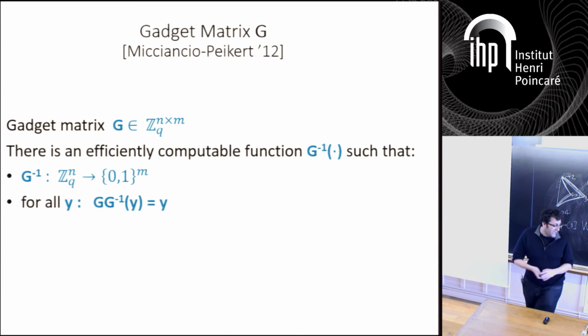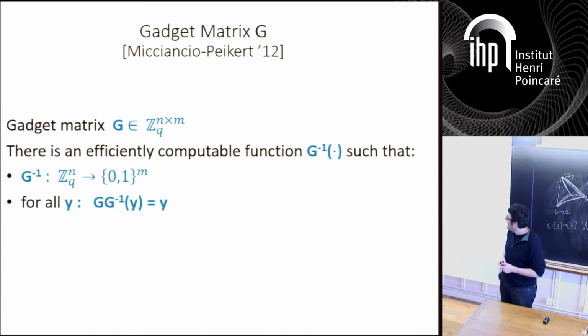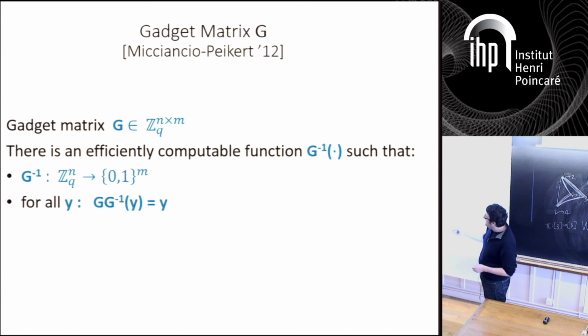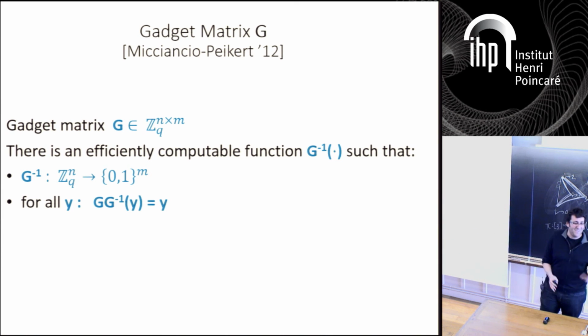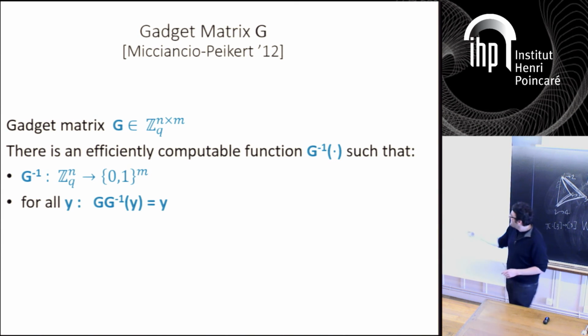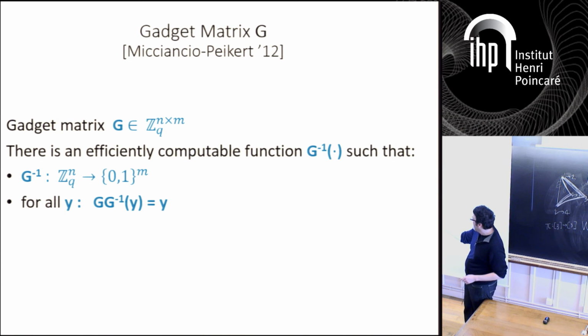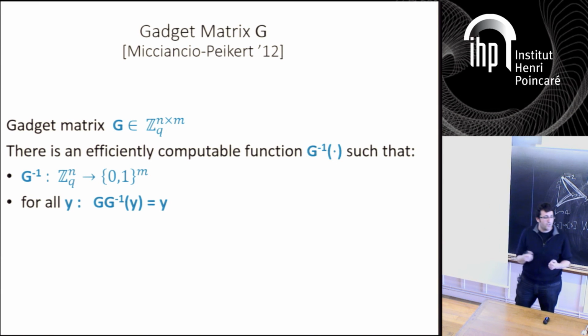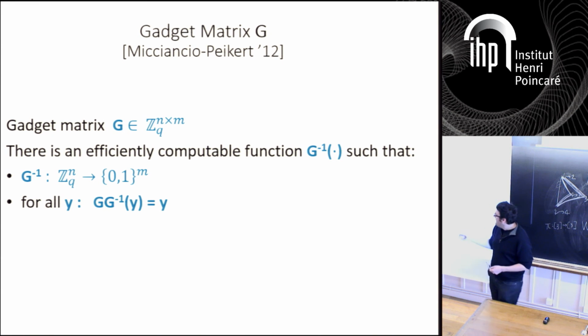Okay, so I didn't tell you what this matrix G was. So we need to know something about it in order to be able to do the homomorphic operation. So this is called the gadget matrix. And the only thing you need to know about it is that there's an efficient function G inverse. So there's an abuse of notation. G inverse is not a matrix inverse. It's a function that takes as input an n-dimensional vector and outputs an m-dimensional vector, but of zeros and ones. And it has the property that for all y, G times G inverse of y is equal to y.